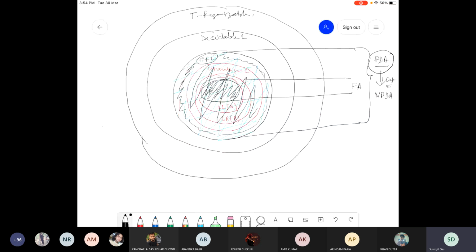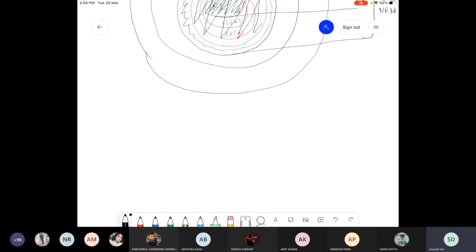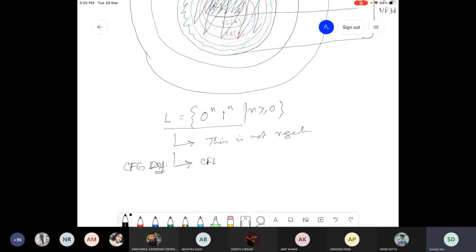This is where we would start, and informally we know that a pushdown automata is capable of accepting context-free languages. We started with the classic example, the language of 0^n 1^n, n greater than or equal to 0. This is not regular, that you know. And by the CFG grammar definition, you also know that this language is a context-free language.